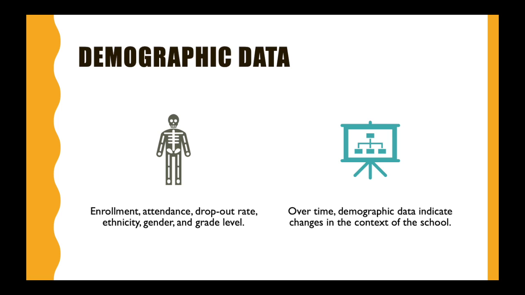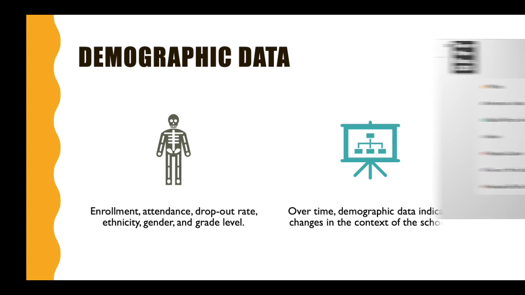The first is demographic data, which tells us the enrollment in the school, the attendance rates, the dropout rates, what kind of ethnicities are within the school, the amount of female or males that are in the school, and the grade levels that are within the school. And over time, this type of data indicates changes in the context of the school.